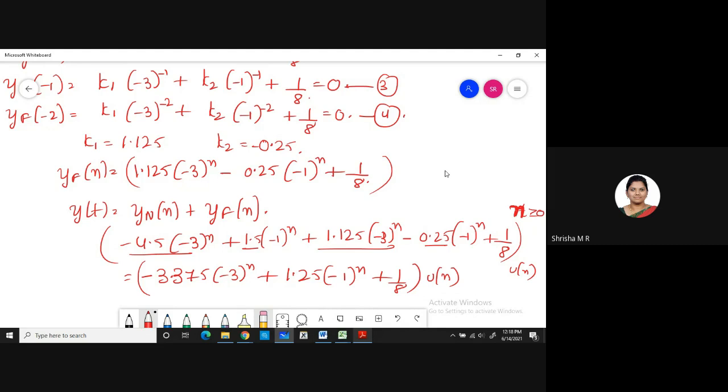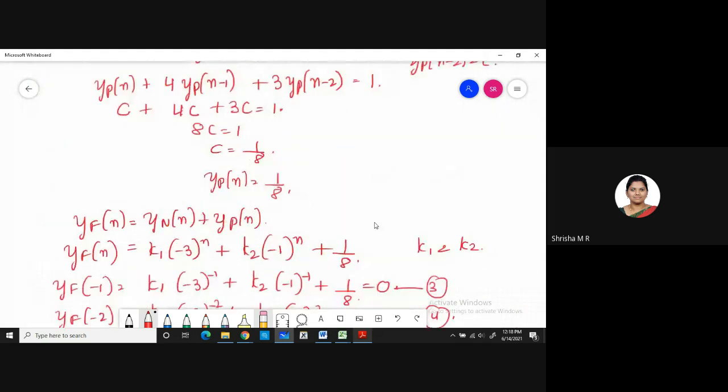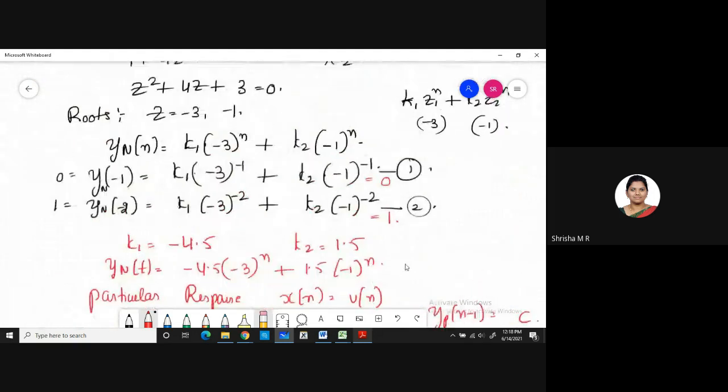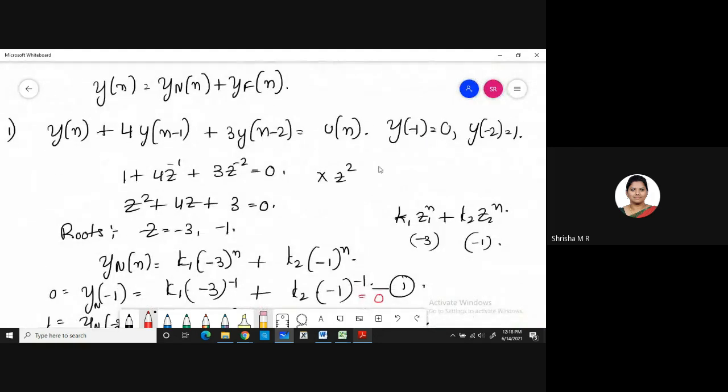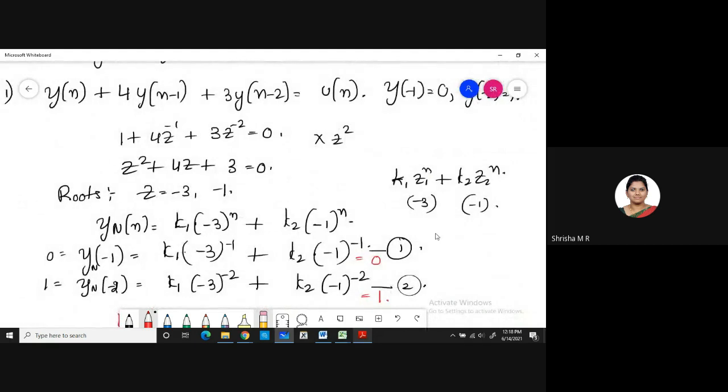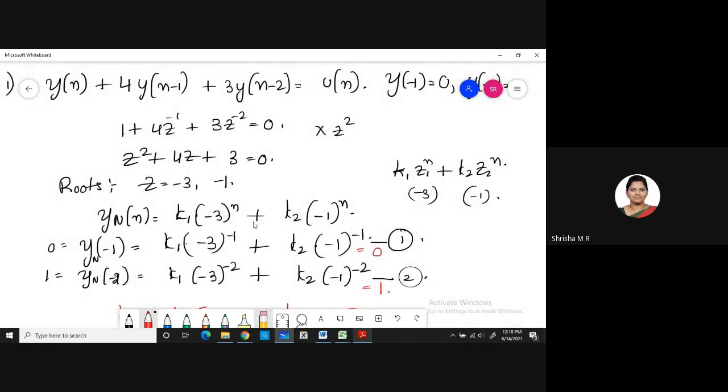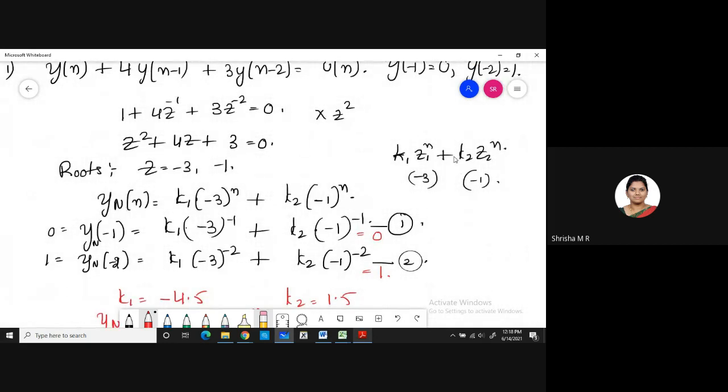Is it clear? Yes, ma'am. You want me to explain once again how we have solved this? So I'll brief once, please listen. The procedure is the same. First we find the natural response, then particular, then forced. When we are finding the natural response, first we get the roots of the characteristic equation. If the roots are real and distinct, it will be of this form. So the natural response structure will be like this. Take the initial conditions given in the question and find K1, K2 in this first case.